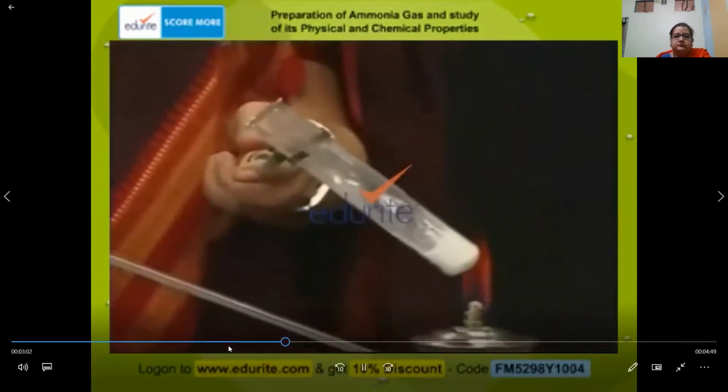As I am heating the mixture, I can get a strong pungent smell of ammonia. How do I test the evolving gas? It is colorless. I dip a glass rod in concentrated hydrochloric acid, take it near the mouth of the test tube.